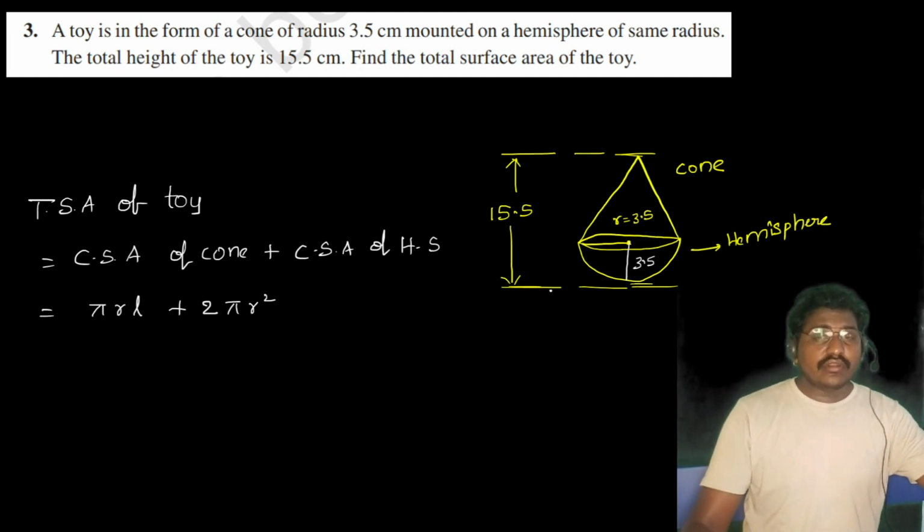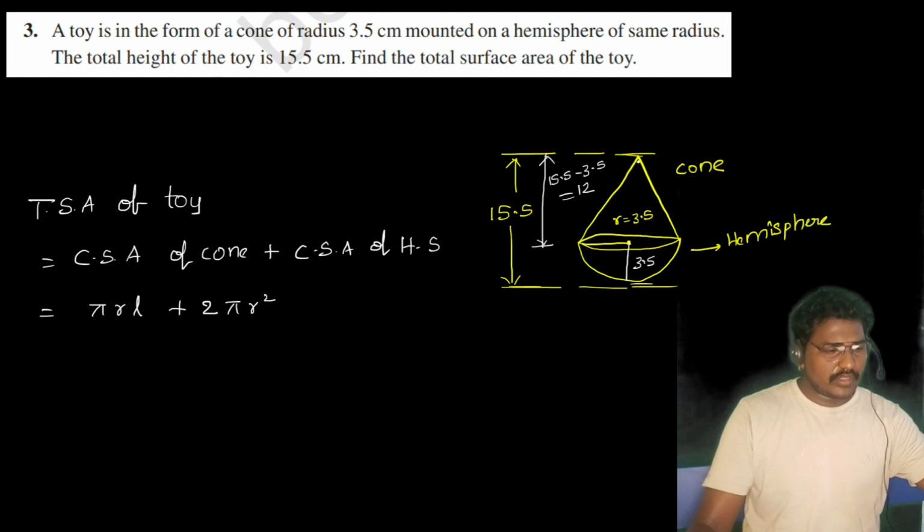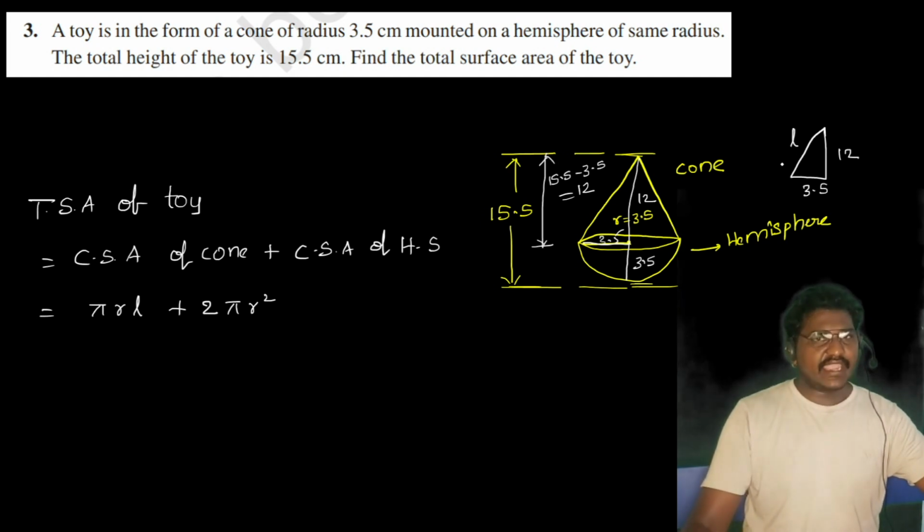Now the total toy height is 15.5. To get the remaining height of the cone, you should subtract 15.5 minus 3.5. That will become 12. So this will be 12, and this will be 3.5. We have to find the slant height L.